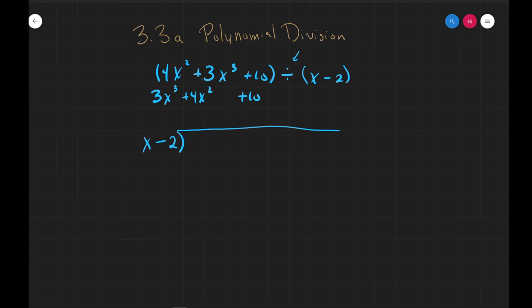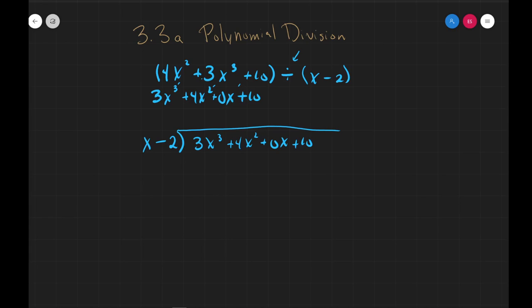We also want to make sure that whenever we have a gap, like if we take a look at our exponents, it goes 3 and 2, and we don't have a first power exponent, we want to make sure we have a placeholder for that. So plus 0x. Okay? We want to make sure that we have a placeholder for anything that might be missing from our polynomials. So we have x minus 2, and we're going to say that's 3x cubed plus 4x squared plus 0x plus 10. Okay?